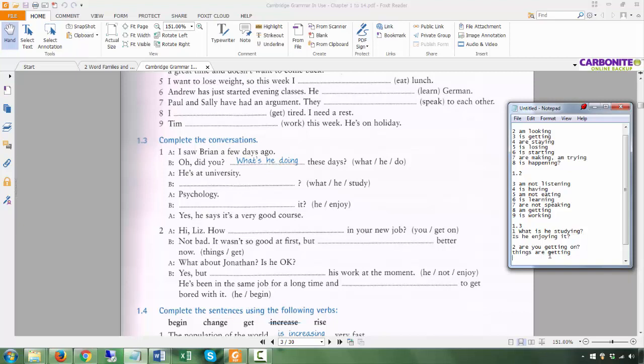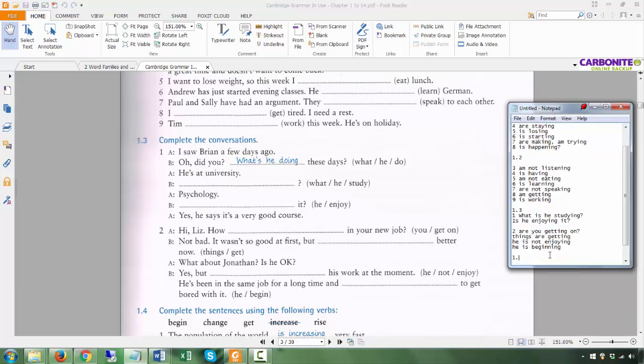What about Jonathan? Is he okay? Yes, but he is not enjoying, negative. He is not enjoying his work at the moment. He's been in the same job for a long time and he is beginning to get bored with it. All right. Now 1.4.